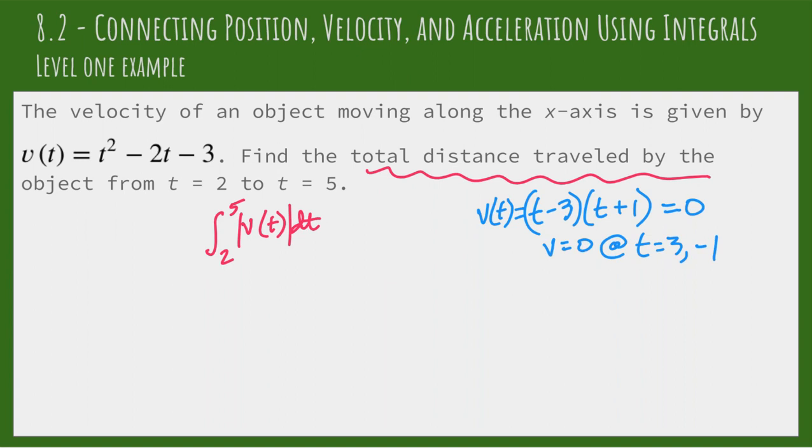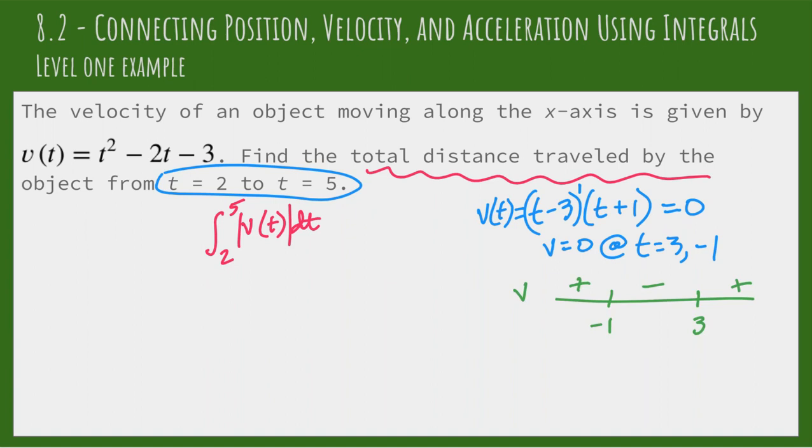So just based on that, with 3 being on the interval from 2 to 5, that makes me think that the velocity is going to change at 3, especially since this is a single root here. We're probably going to get a direction change. So just to confirm that, I'm going to make a sign chart here. And the velocity when t is 0 is going to be negative. When t is less than negative 1, velocity is going to be positive. And when t is greater than 3, the velocity is going to be positive.